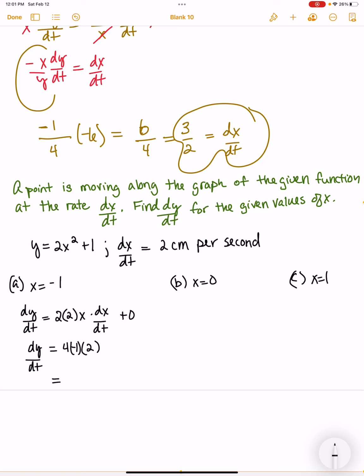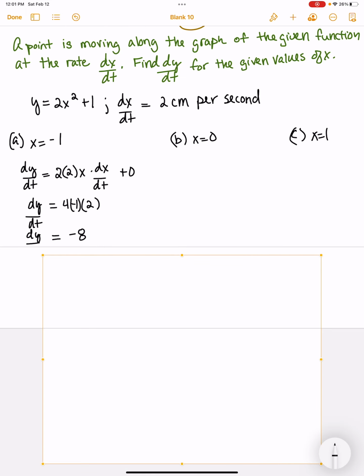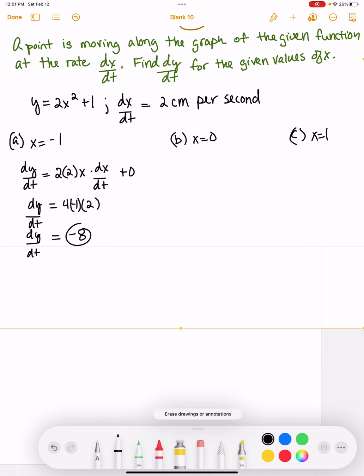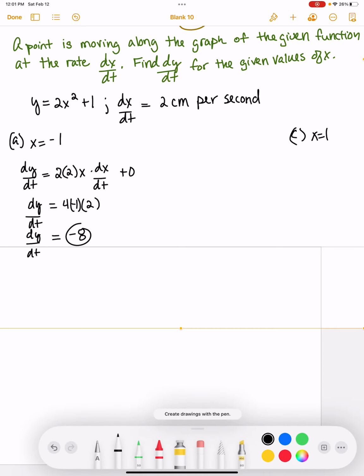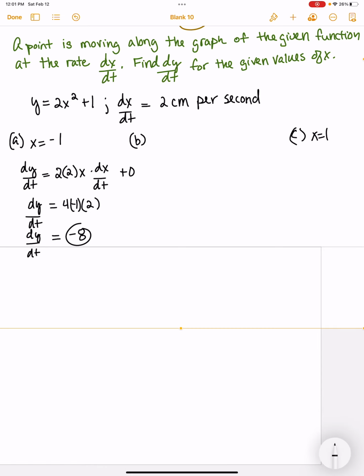So we have -8 is our rate of change for the y variable when x equals -1. So that's our first part. I'm going to move this x equals 0 over a little bit more, so that way we'll have some more room.